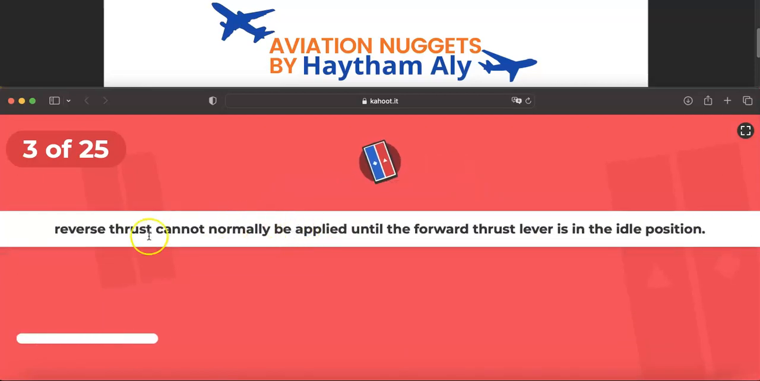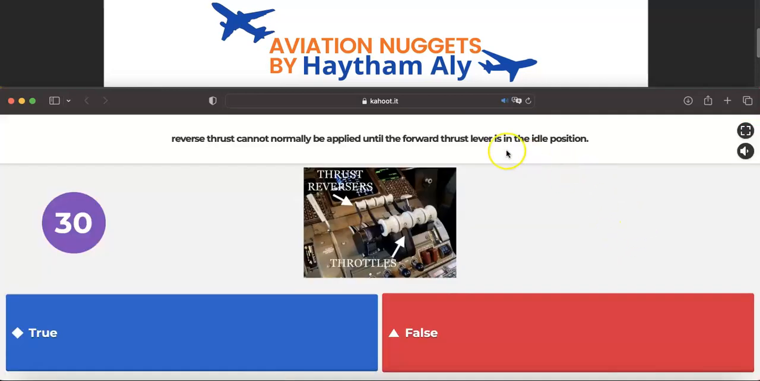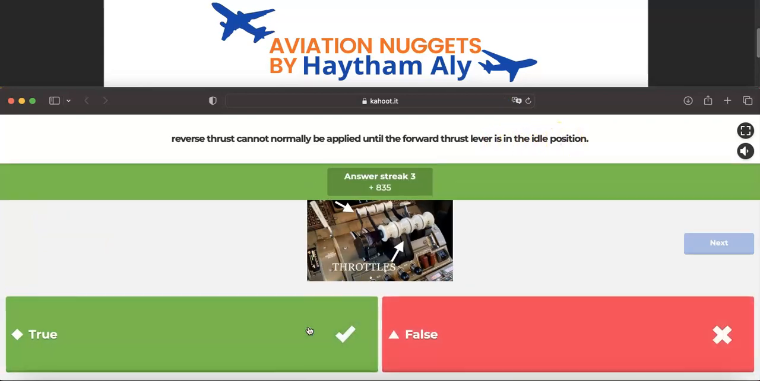Question 3 of 25. Reverse thrust cannot normally be applied until the forward thrust lever is in the idle position. This statement is true. In order to have reverse thrust, first the normal thrust lever must be at the idle detent.